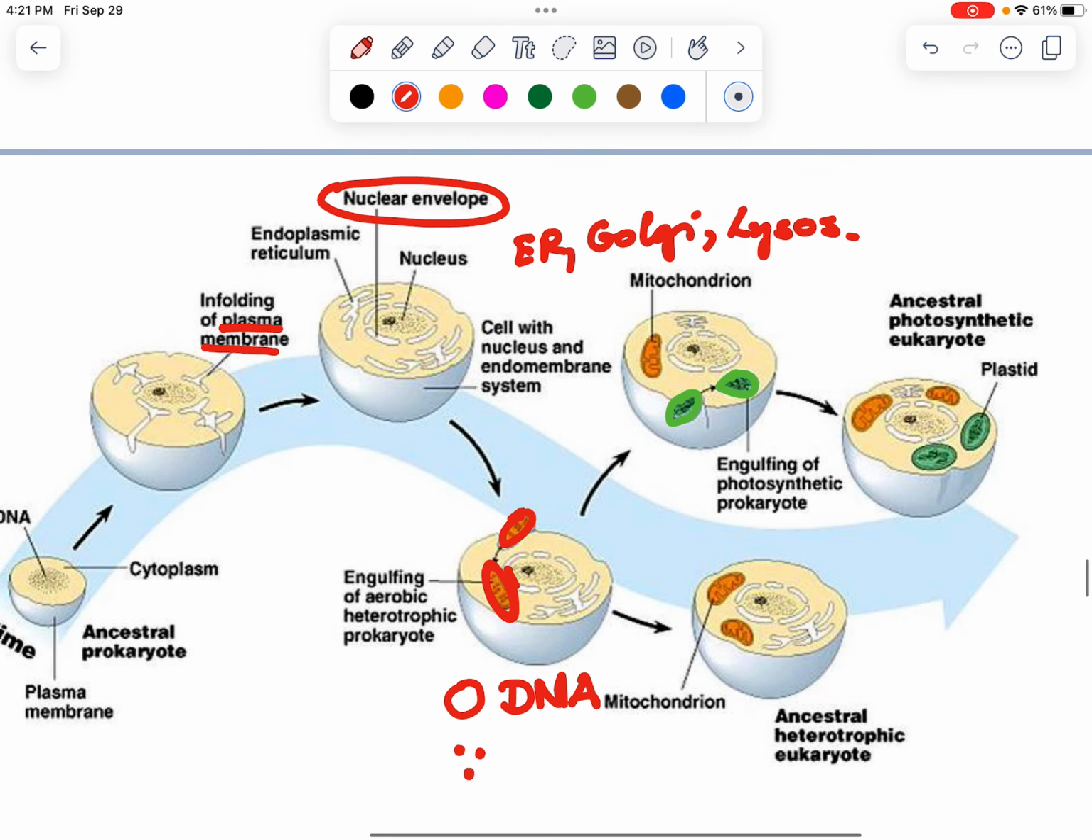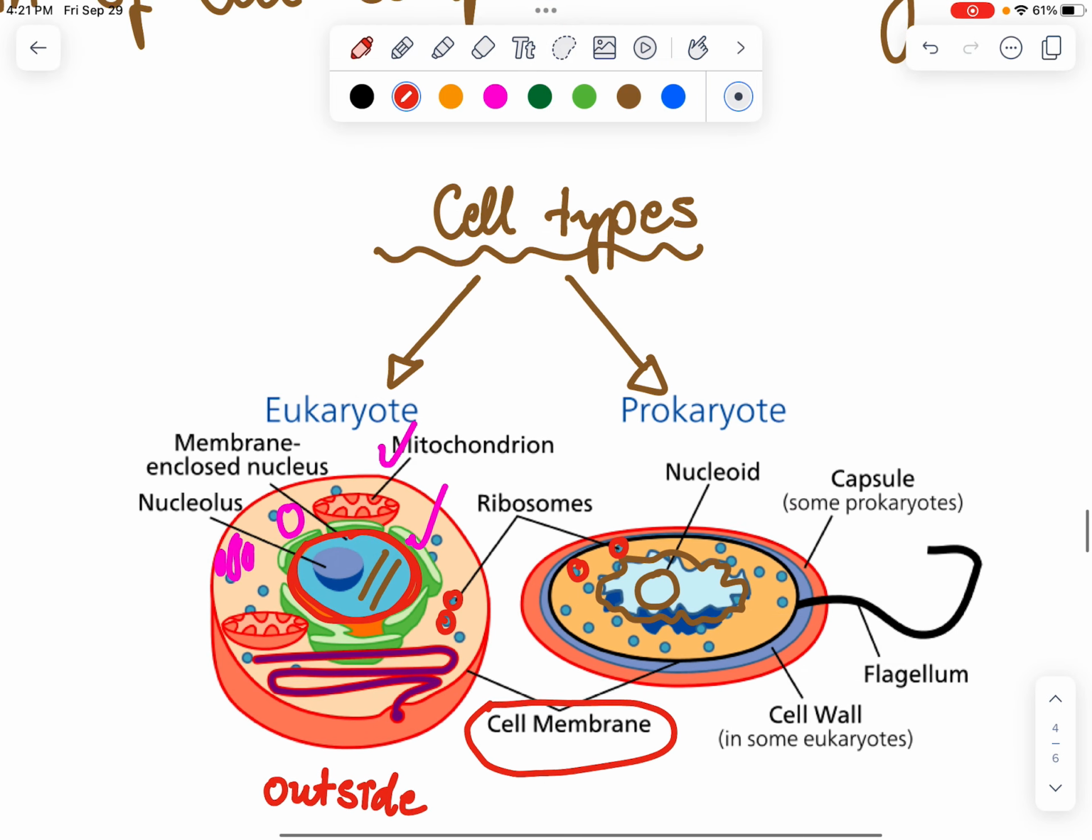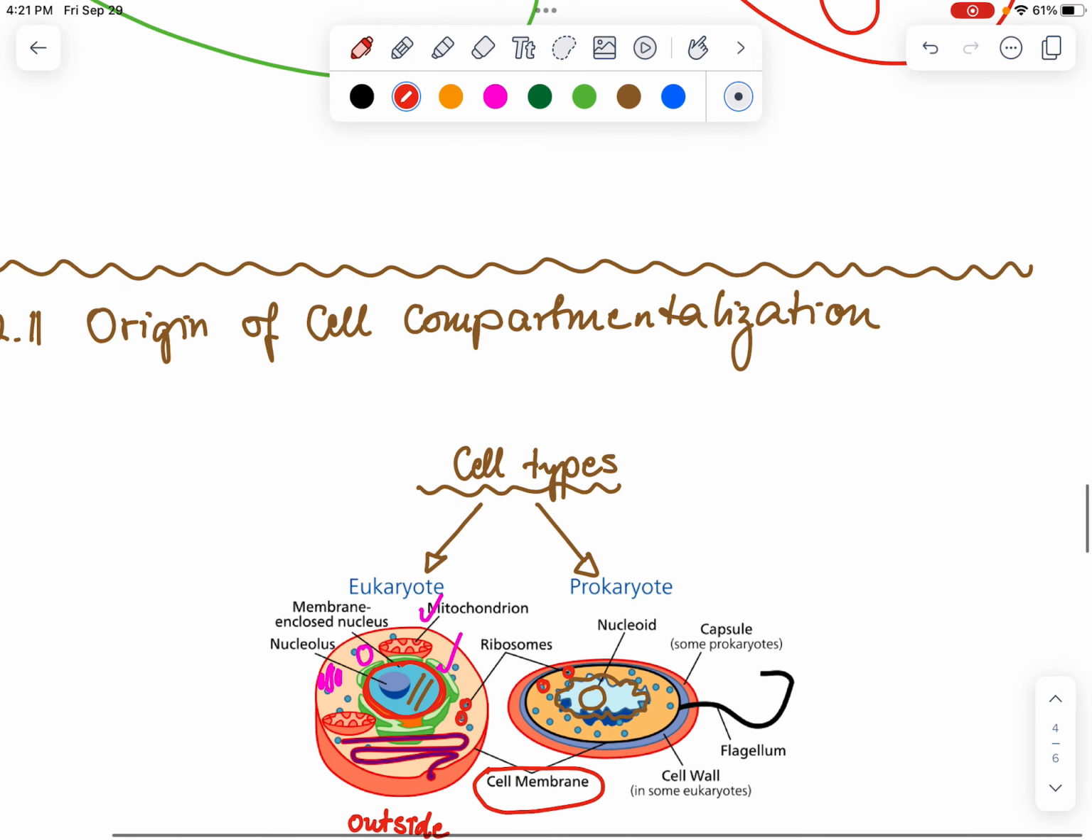And this is the end of this topic, the origins of cell compartmentalization.